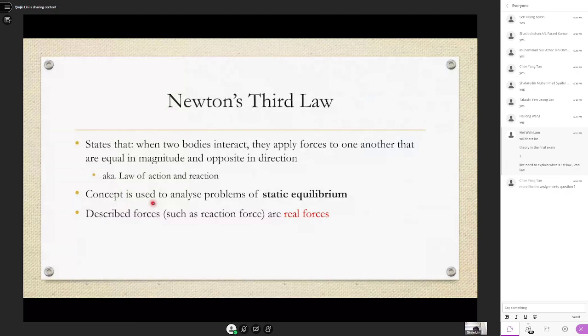The concept is used to analyze problems of static equilibrium. We'll talk about that at the end of this deck of slides, where we'll be solving a static equilibrium problem. And that's a very standard kind of problem regarding forces.